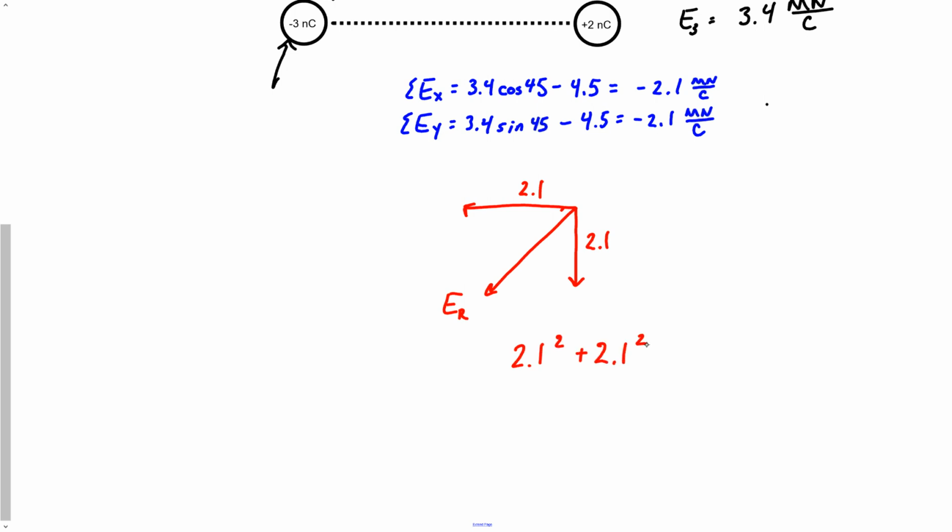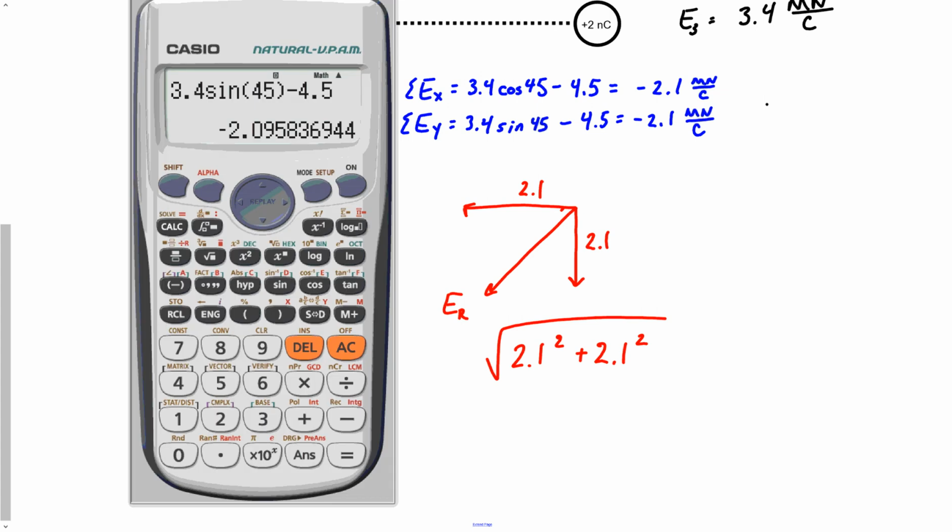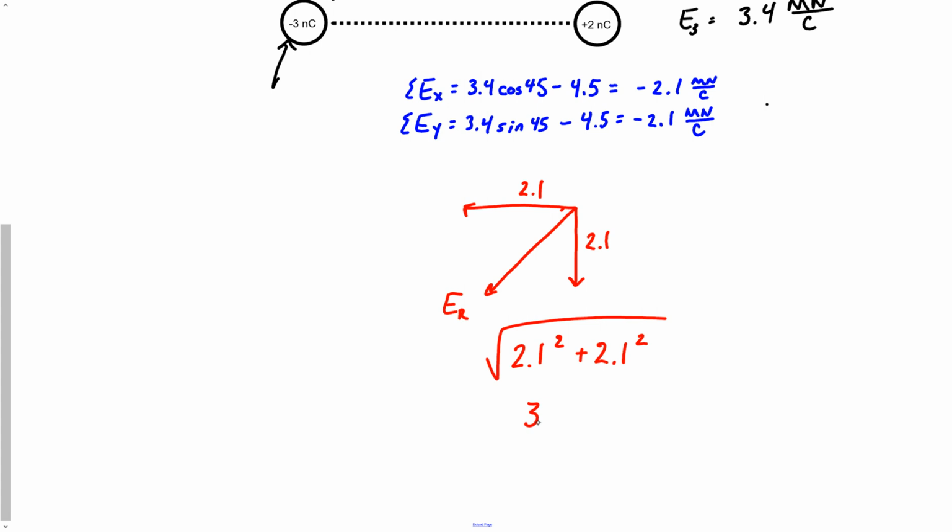And again, if you're watching this and saying, Jason, you didn't use your negatives. Yes, I did. They just told me my directions up here. That was it. 2.1 squared plus 2.1 squared. Thank you, Mr. Pythagoras. Give me a square root. Answer equals 2.9. So we'll just say 3. So my resultant field is 3.0 meganewtons per coulomb. So that is my resultant electric field.